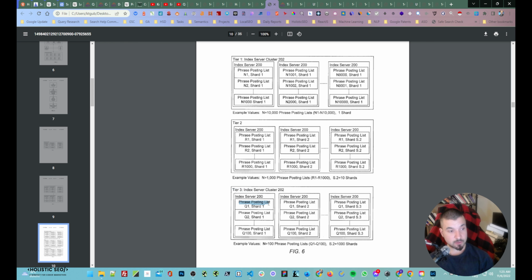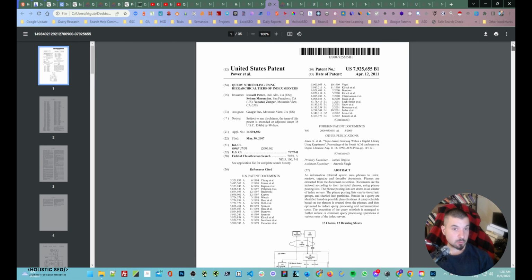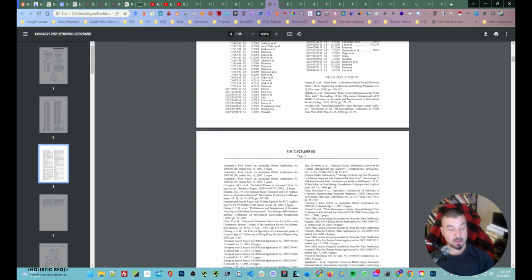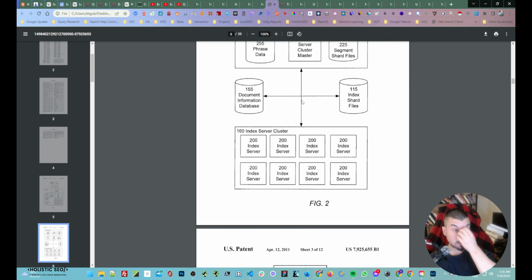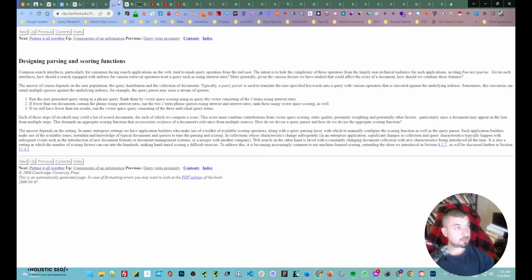And here we have different phrase hosting lists. If you don't know what a phrase hosting list is, check it later. Query scheduling using hierarchical tiers of index servers is important, and Google still uses the tiered index, because they say so in the Search Off the Record podcast, which you should check. And this is designing, parsing, and scoring functions.